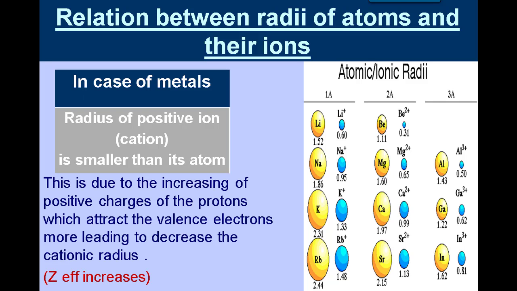And this is due to the increase of positive charge. This atom will lose an electron, so the number of positive protons will be higher than the number of negative electrons. By increasing the positive charge, the effective nuclear charge of the nucleus will increase, and its attraction force on the valence electrons will increase, and this will lead to a decrease in the cationic radius.